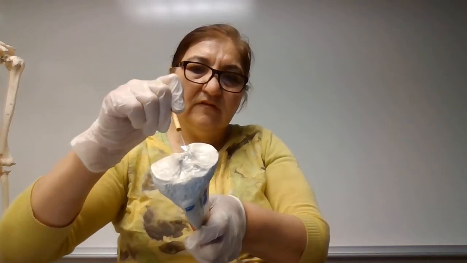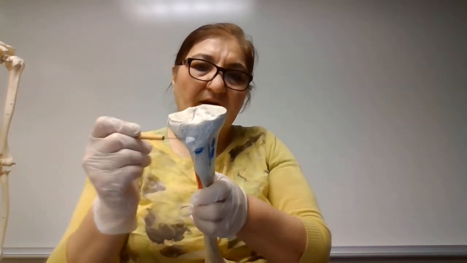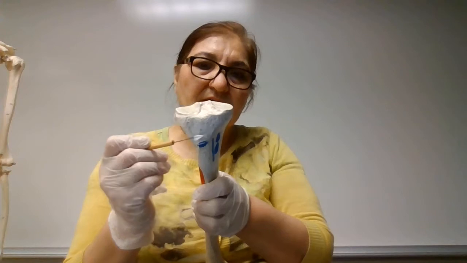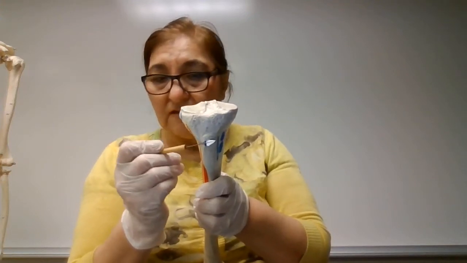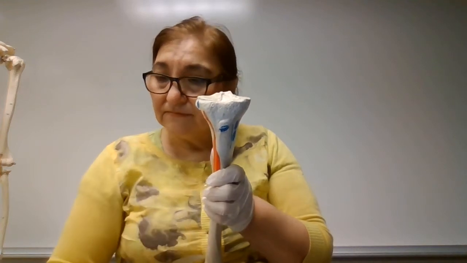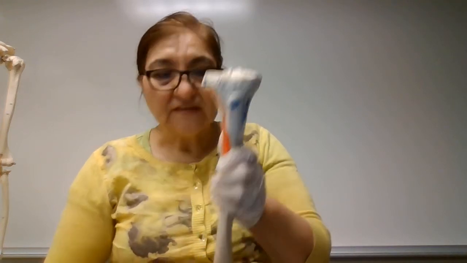And when you follow the intercondylar eminence in the front, you see the tibial tuberosity. Okay, and the tibial tuberosity is the origin of the tibial muscle. And that's it.